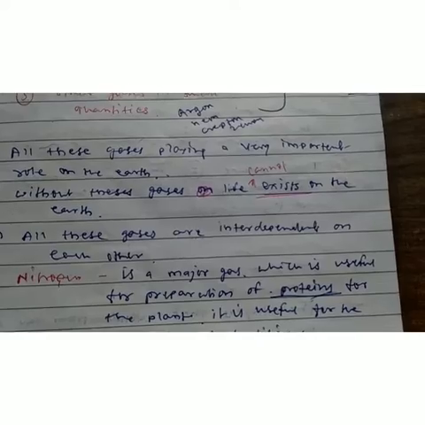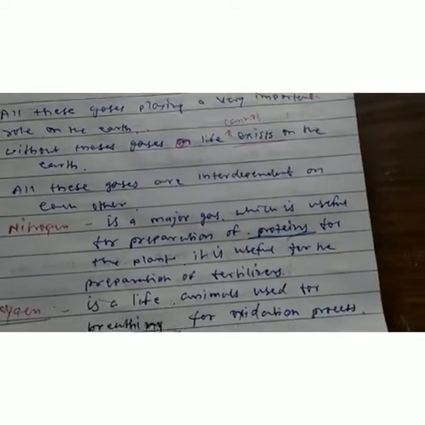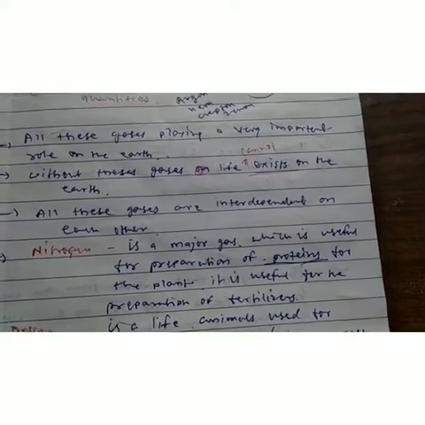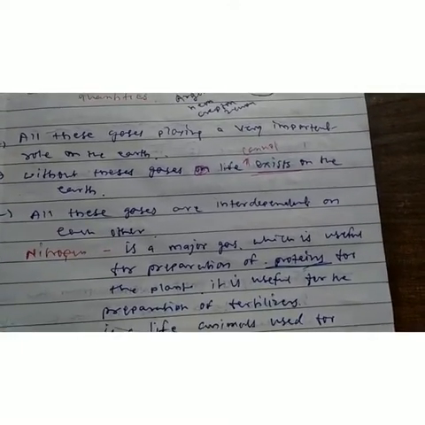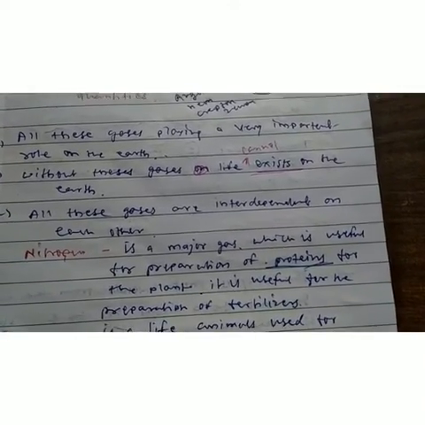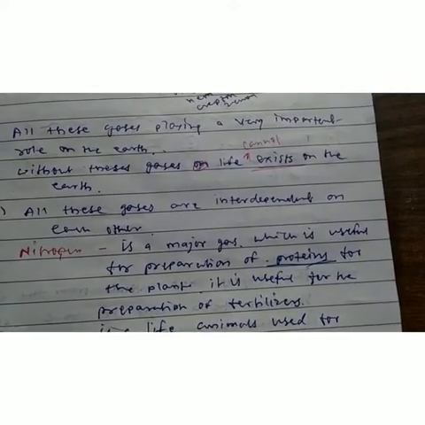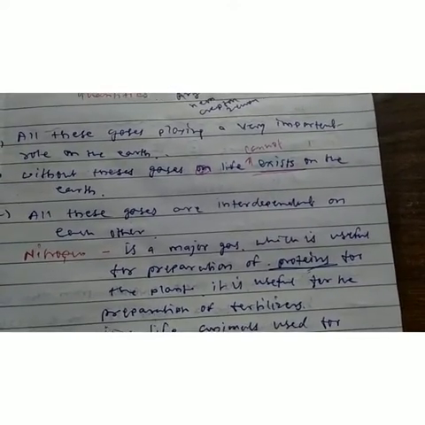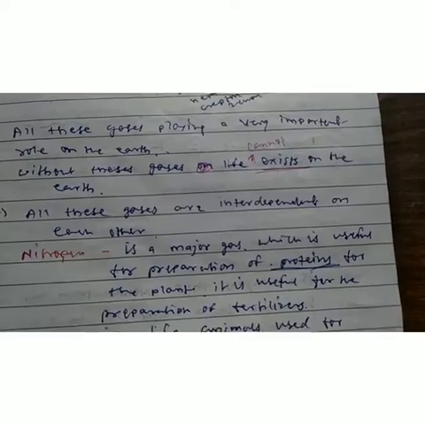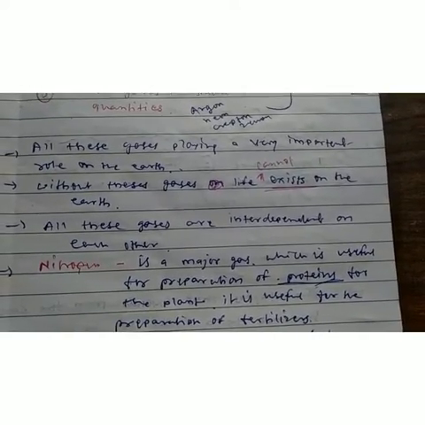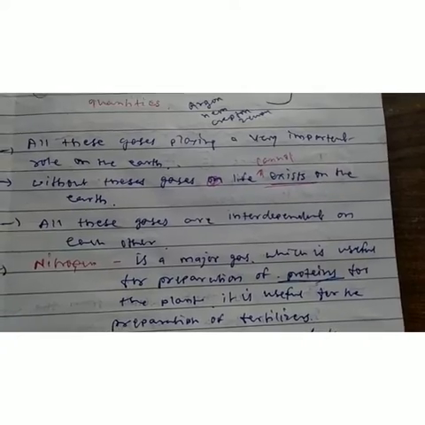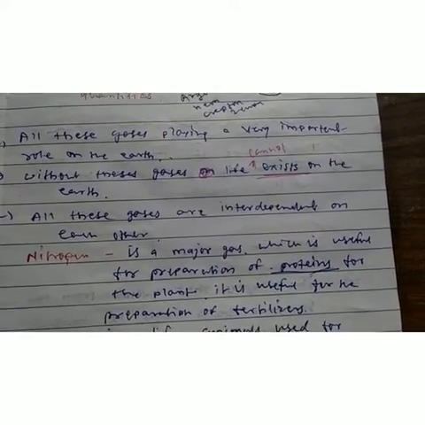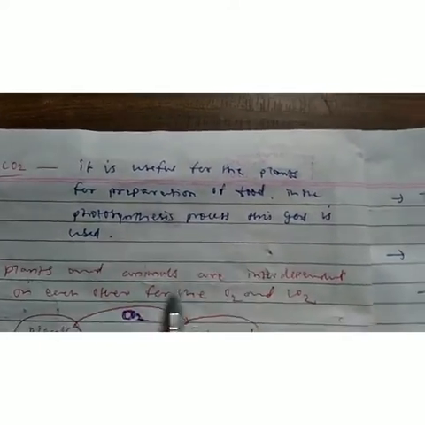Now we see the oxygen. Oxygen is a very, very important gas. You know that the animals use oxygen for the breathing process, and for the oxidation process, or the burning of the food. Now one use of oxygen we know, that is breathing. But apart from breathing, oxygen is also used in other ways.